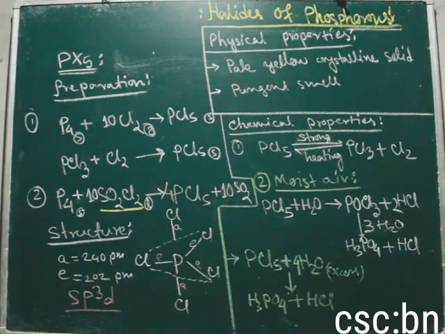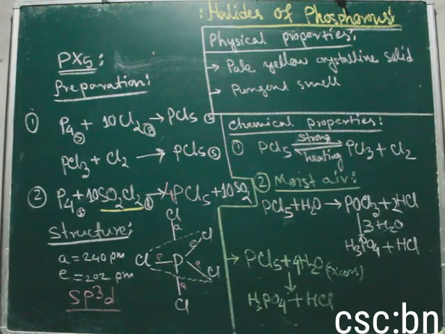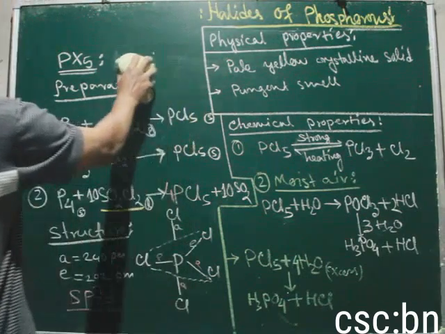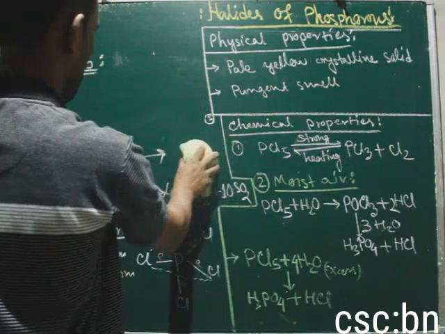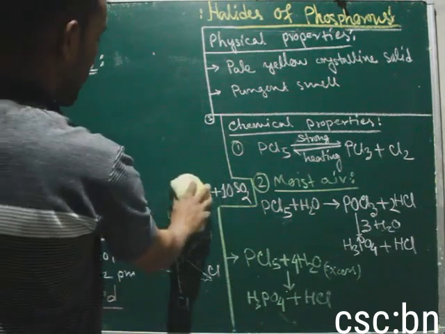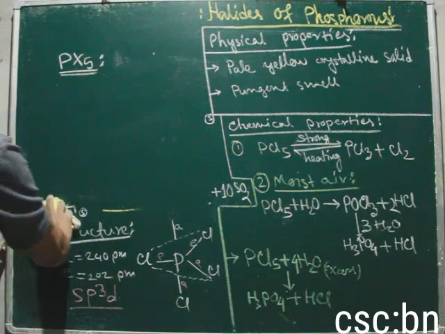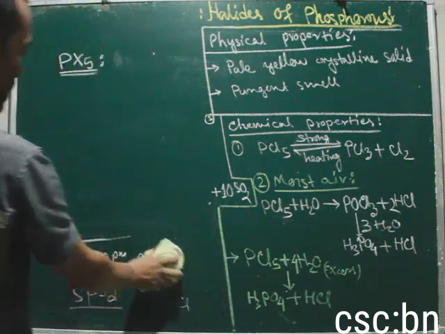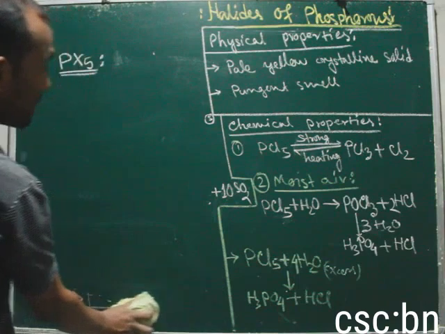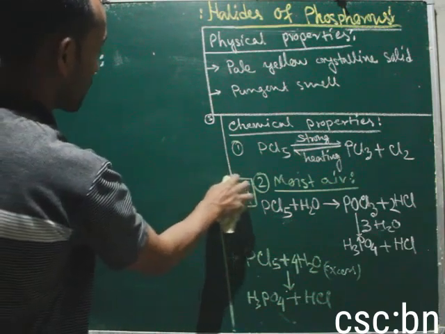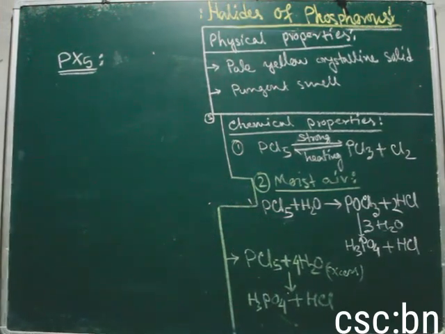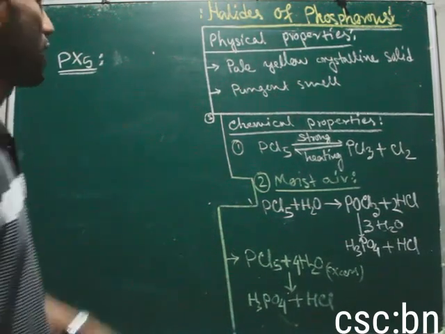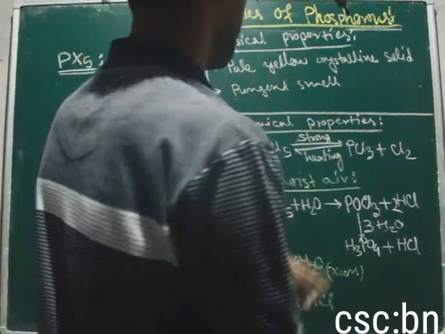Then its physical properties. First, it is a pale yellow crystalline solid. If you compare with PX3, PCl3 was colorless and a liquid, but here PCl5 is pale yellow and solid. So to distinguish between PCl5 and PCl3, you can distinguish by color and by state.